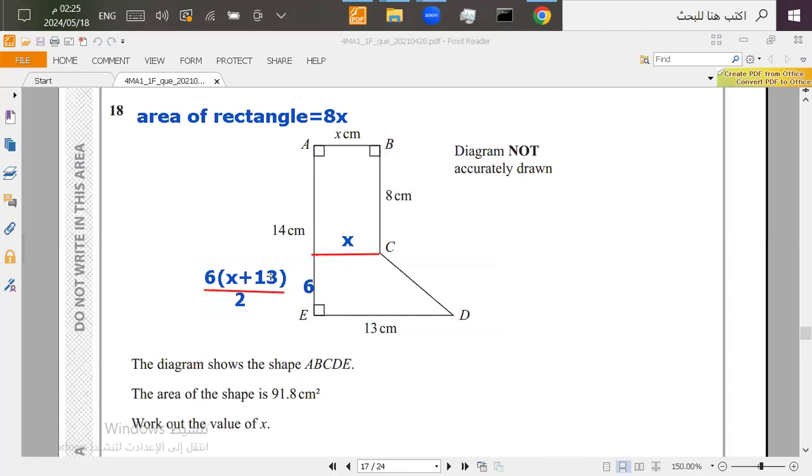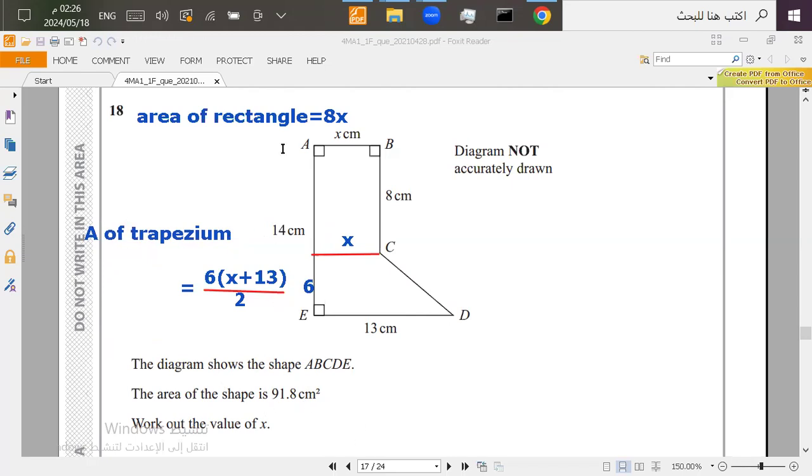So a plus b multiplied by the height divided by 2. This is the area of the trapezium. Okay, so we know what's the area of the rectangle, what's the area of the trapezium. Now, when you add this and this together, you'll get the total area here.